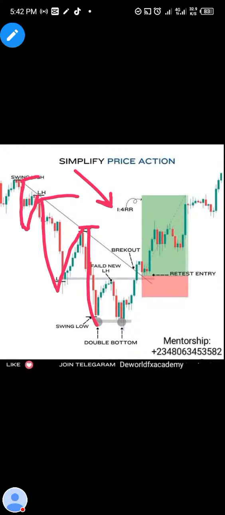But that is not enough. There's something we call confluence. There are things you must see that will tell you that it wants to sell. Just as here, it touched this trend line and it didn't sell.